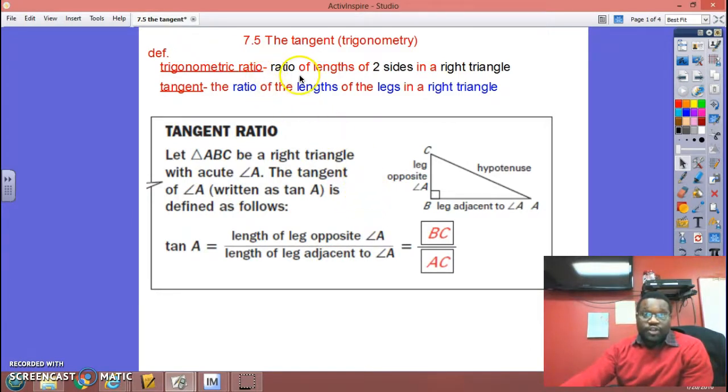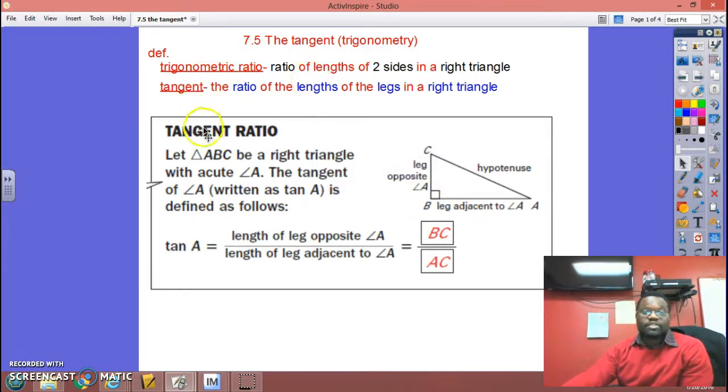All right, the word ratio is a fraction, a comparison. It's a comparison of two values, and it's talking about the sides of a right triangle. And more specifically, we're talking about the lengths of the legs in a right triangle. So trigonometry is math that's only concerned with right triangles, okay? That's our main concern, I guess, is our right triangles.